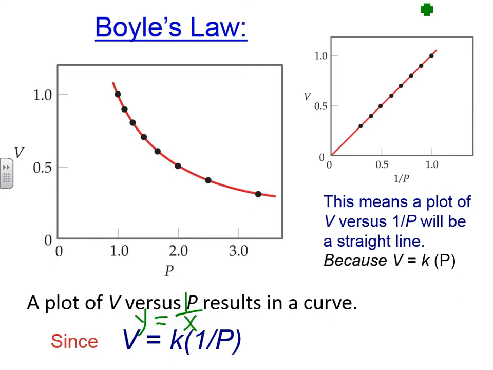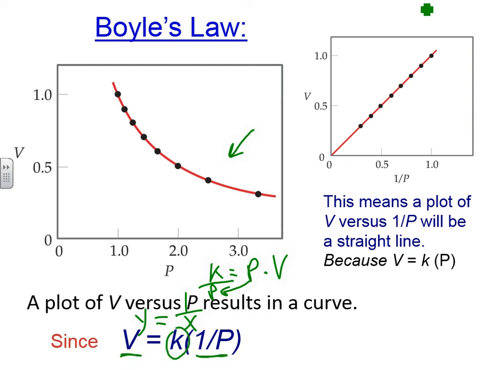Now, the way we get this is because the original equation, which was k equals p times v, if you rearrange it to solve for v, you would divide the k down here, you get k divided by p, or, in other words, 1 over p, with some proportionality constant in front. And so you get the y equals 1 over x graph, which gives you this curve.